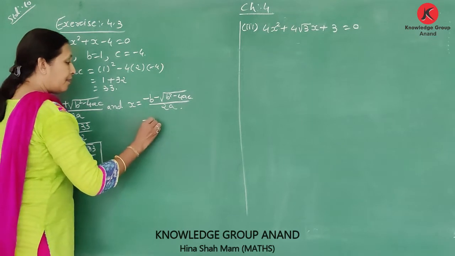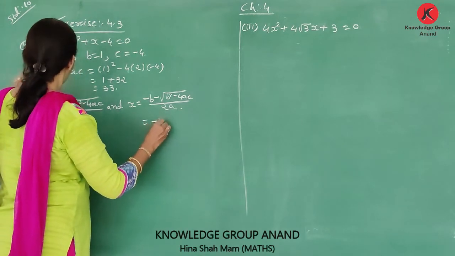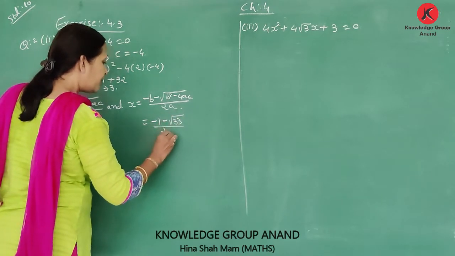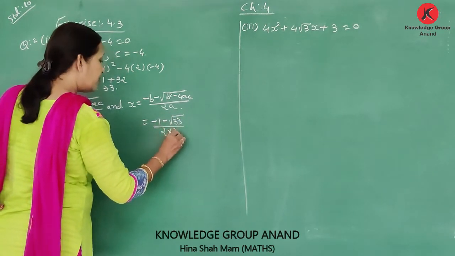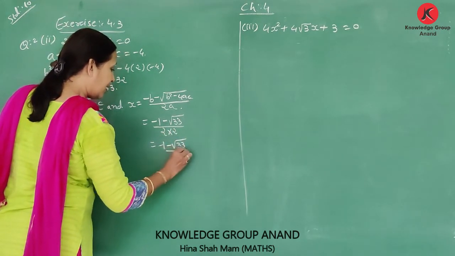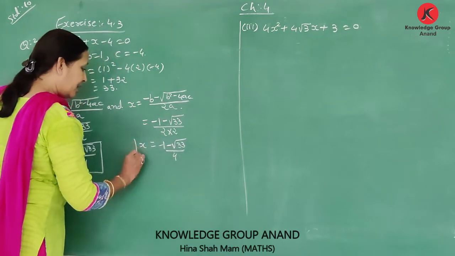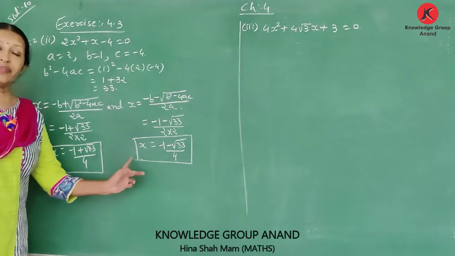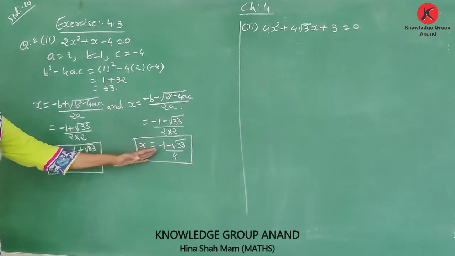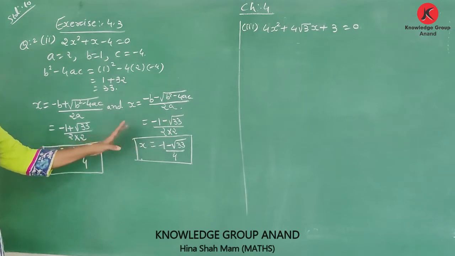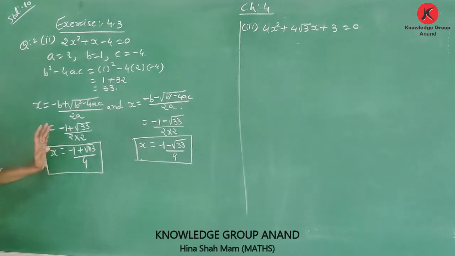Here, minus 1 minus under root 33 upon 2 into a, where a is equal to 2, is equal to minus 1 minus root 33 upon 4. Both are roots of the quadratic equation. Then we write it like this, with plus and minus: the roots of the equation are minus 1 plus minus under root 33 upon 4.